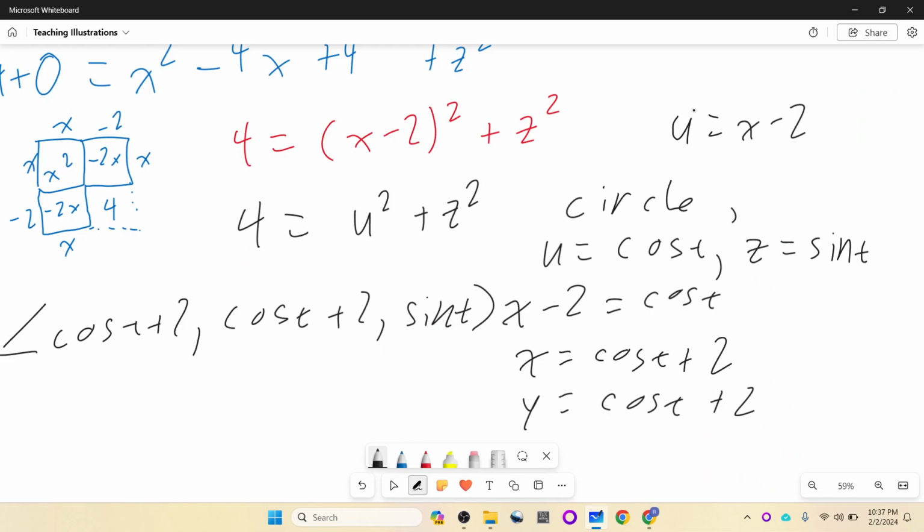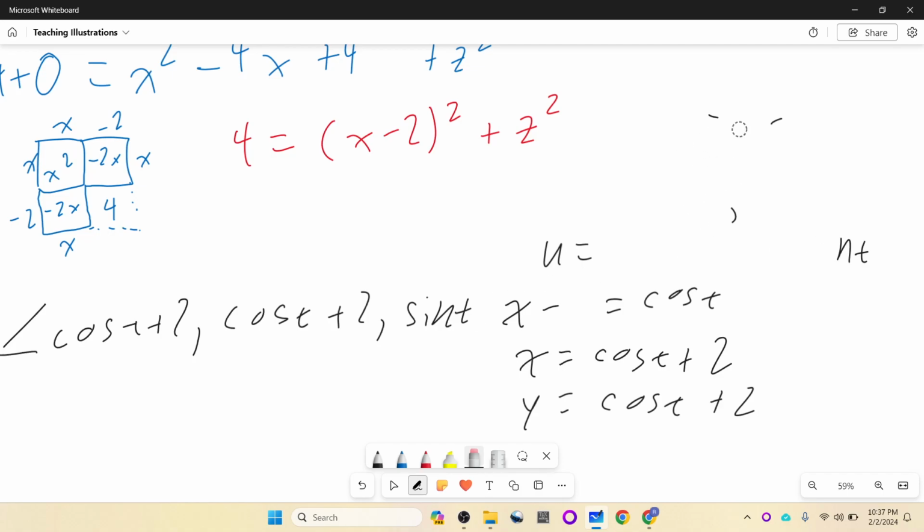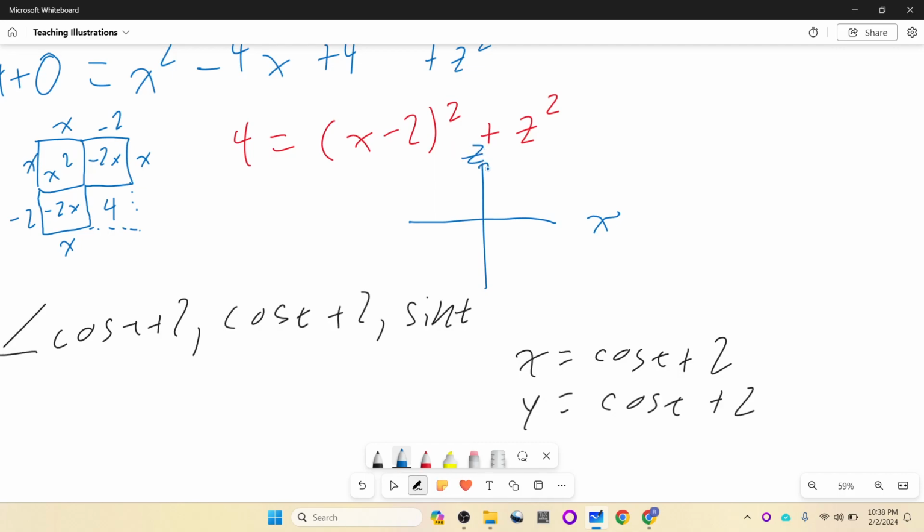If it wasn't clear, this equation by itself, x minus 2 squared plus z squared is 4, is a circle in x and z, but it's centered at 2 with a radius of 2. The x minus 2 shifts it 2 to the right. And then y is the same as x, which causes this sort of slant in space where part of it is raised up above the other.